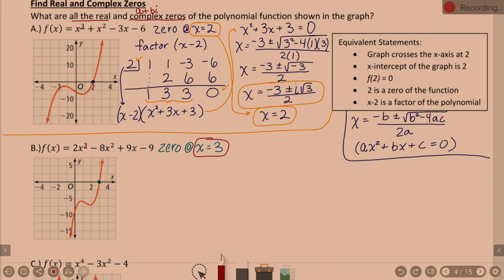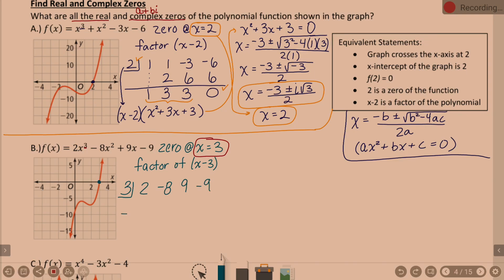Okay, so this is 0 at x equals 3. Remember, it is represented as a factor of x minus 3. We're going to set up some synthetic division because we've got to divide out this 3 here. So put the 3 in the box. What goes beside the box? 2, -8, 9, -9.